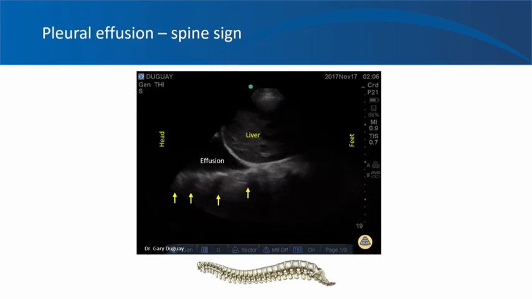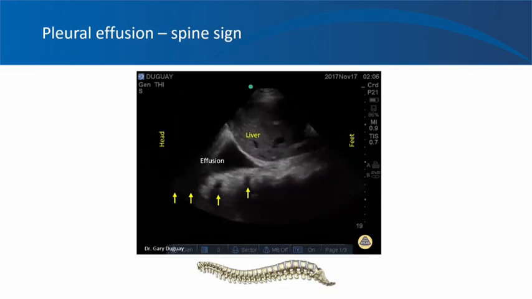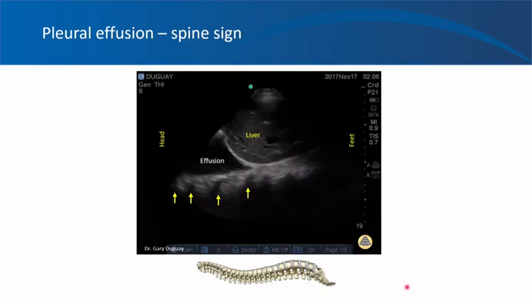And another common abnormality you would notice is pleural effusion on the lung ultrasound. So pleural effusion is seen as a hypoechoic region above the diaphragm. Fluid is black on ultrasound, right?